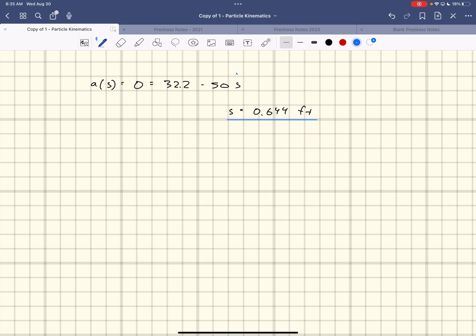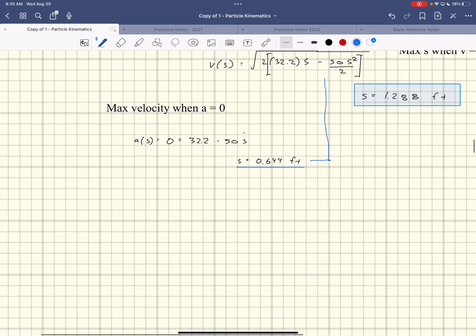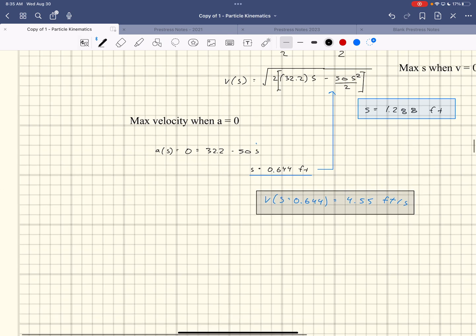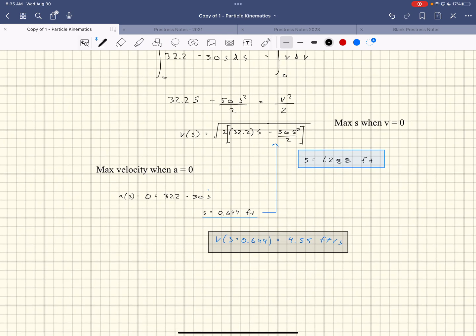I then take that and put it into my velocity equation up above. So my v of s equal to 0.644 ends up being equal to 4.55 feet per second. I'm going to box that. Cool.